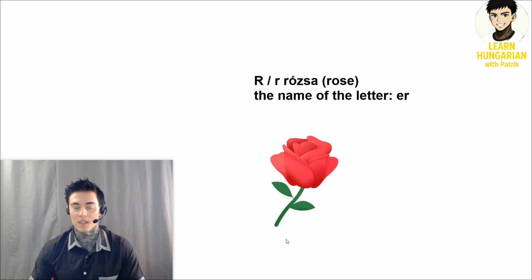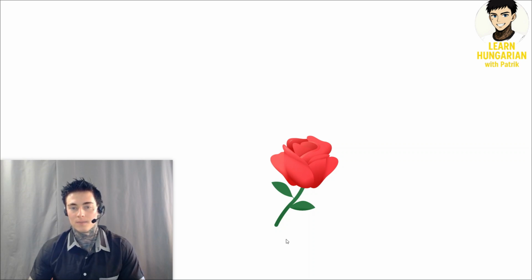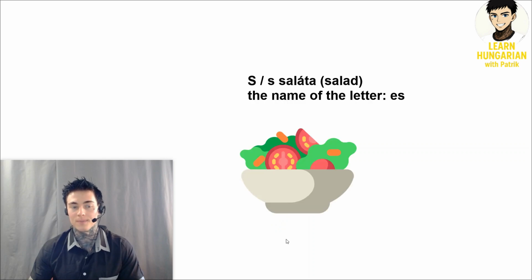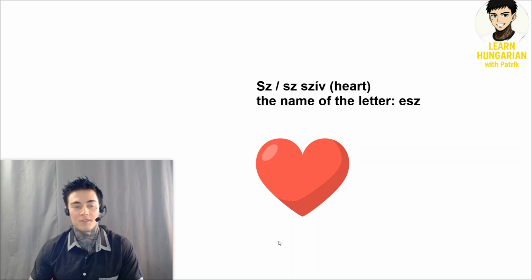The name of the letter R, but we pronounce it like this. R, rózsa. The name of the letter S, but we pronounce it like this. S, saláta. The name of the letter Sz, but we pronounce it like this. Sz, szív.